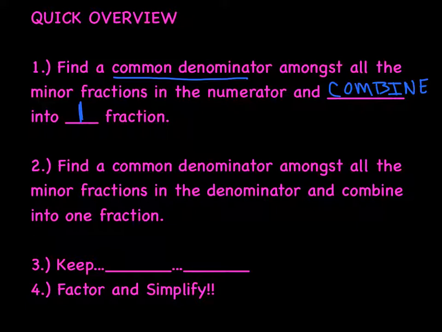Okay, step 2: find a common denominator amongst all the minor fractions in the denominator this time, and then combine them into 1 fraction. So you might have 2 minor fractions in the denominator, you might have 3, you might have 4, who knows. Our goal is to create a common denominator and combine them all into 1. And then we're going to do a little keep, change, flip action. After you do keep, change, flip, ask yourself if everything's factored. Once everything's factored, go ahead and cancel and simplify. And that's all there is to it.